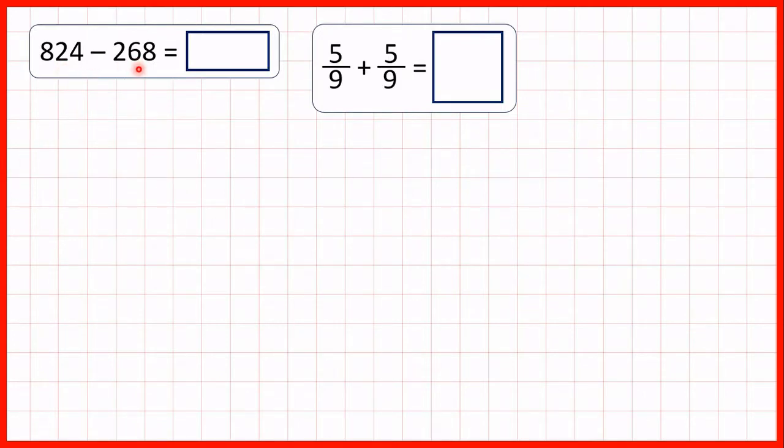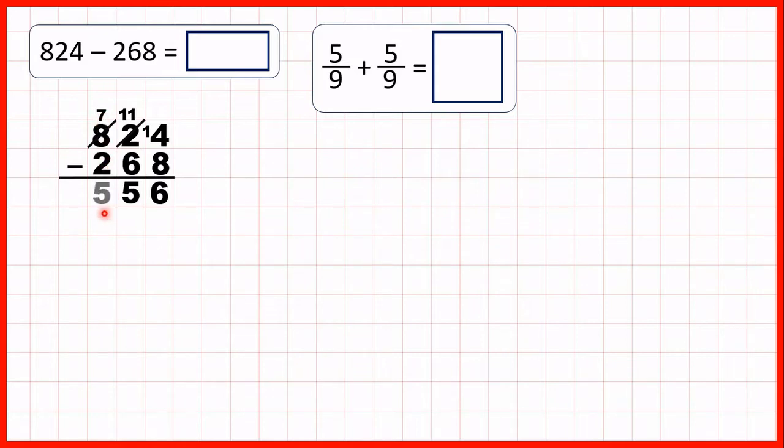824 minus 268. We can set this out as a column subtraction. We can't do 4 minus 8, so we go to the left, 1 less, 1 in front. 14 minus 8 is 6. Now we can't do 1 minus 6, so we go to the left, 1 less, 1 in front. 11 minus 6 is 5, and 7 minus 2 is 5. So our answer is 556.